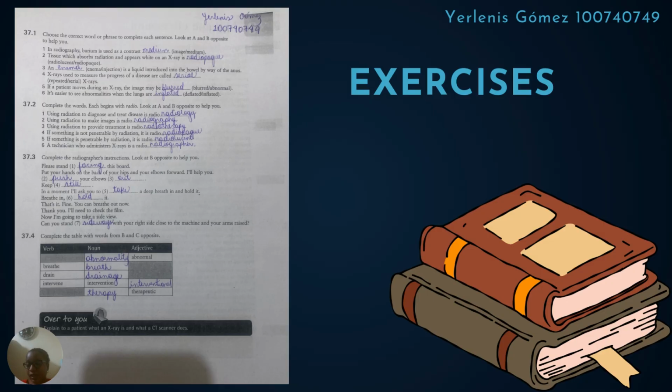37.4. And it says, complete the table with words from B and C opposite. We have the verb on the left, the noun in the middle, and the adjective on the right side. Abnormality is abnormal. Breathe is breathing. Drain is drainage. Intervene is intervention and interventional. And therapy is therapeutic. So, over to you. Explain to the patient what an X-ray is and what a CT scanner does.